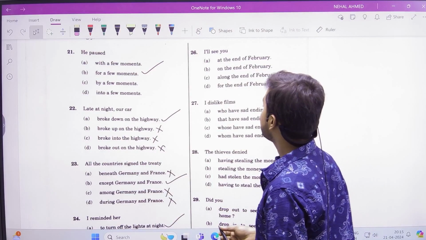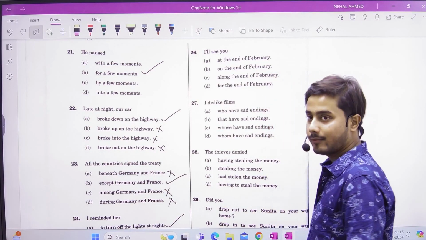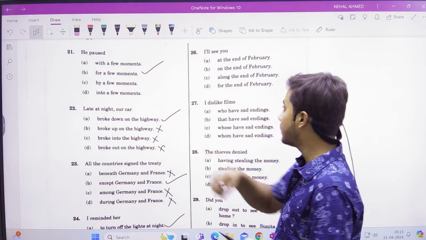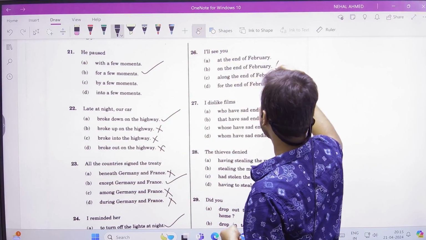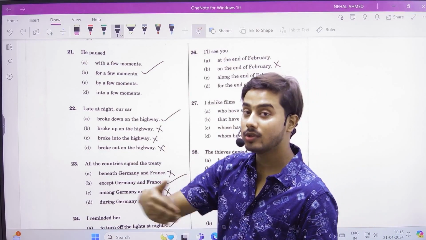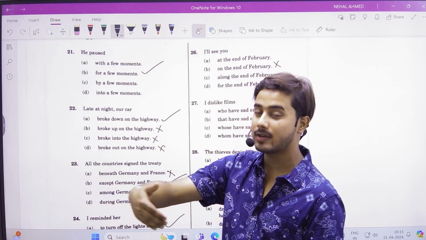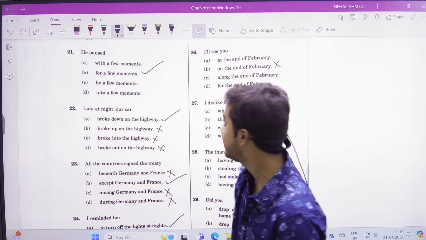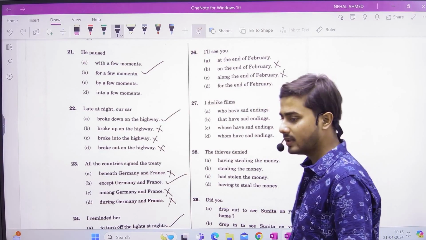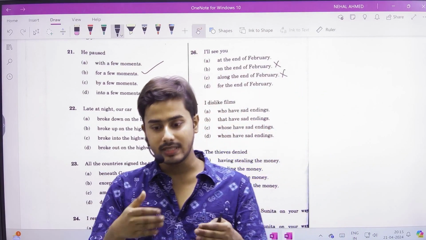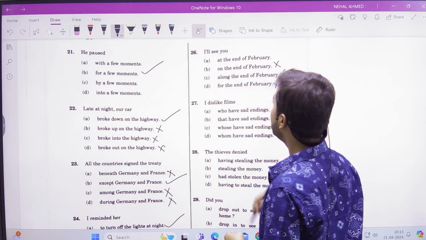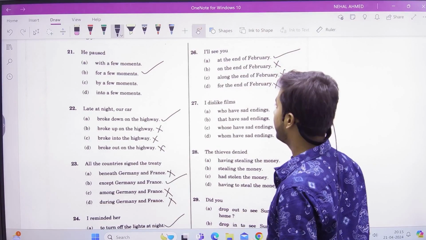Question number 26. I'll see you on the end of February. So no, on is not something which is a situational possession, and thus on cannot be used. Along the end of February, so along, we can say along the river, but we cannot say along the February because February itself does not have a physical entity for the same. For the end of February, so that's a period, right? So that's very uncertain, and thus we can eliminate that as well. So I'll see you at the end of February is the right option.